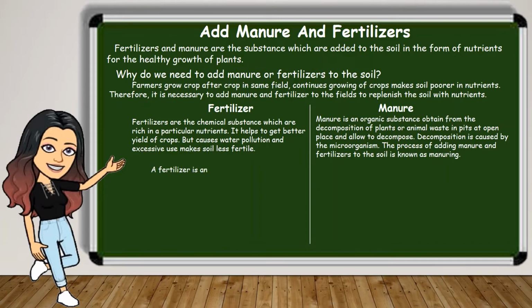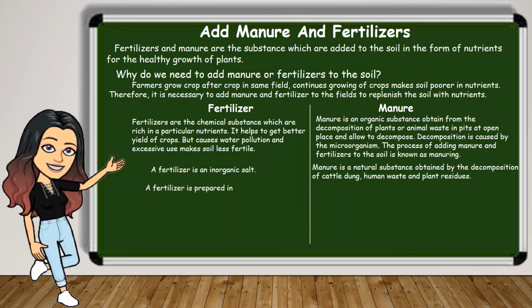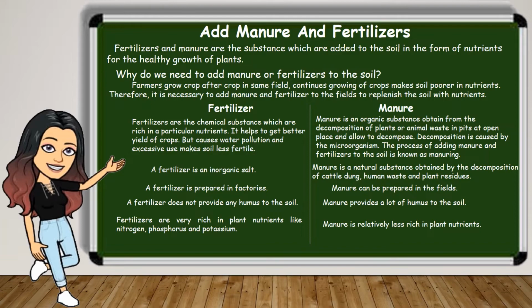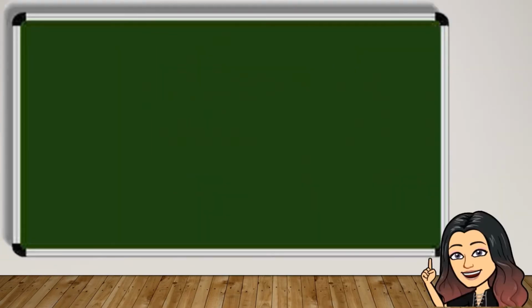A fertilizer is an inorganic salt, while a manure is a natural substance obtained by the decomposition of cattle dung, human waste, and plant residues. A fertilizer is prepared in factories, but we can prepare manure in the fields. A fertilizer does not provide any humus to the soil, but manure provides a lot of humus to the soil. Fertilizers are very rich in plant nutrients like nitrogen, phosphorus, and potassium, and manure is relatively less rich in plant nutrients.